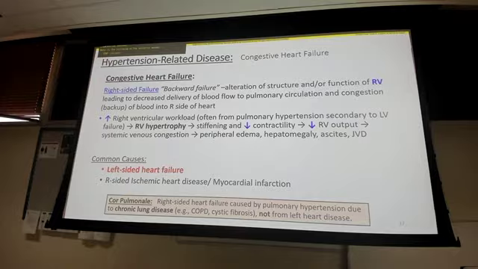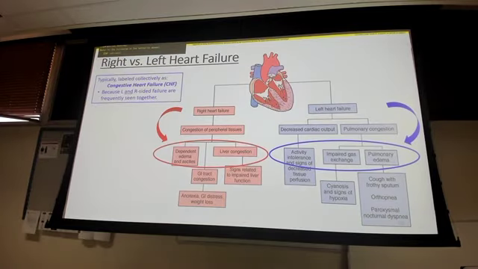So cor pulmonale is just from a lung issue. Okay? So these are some things you can see with left and right. So left side, kind of focusing on that blue here, makes sense. Impaired gas exchange, we have fluid, pulmonary edema. Again, we're pushing out that fluid that's in our pulmonary vessels into our alveoli.